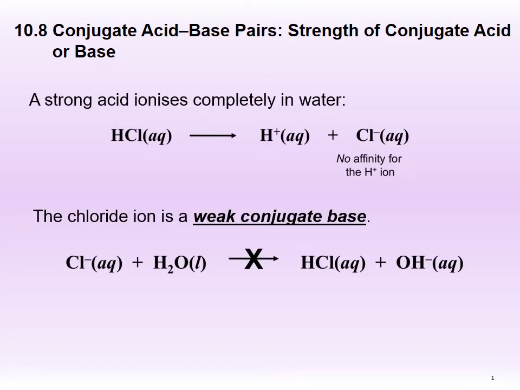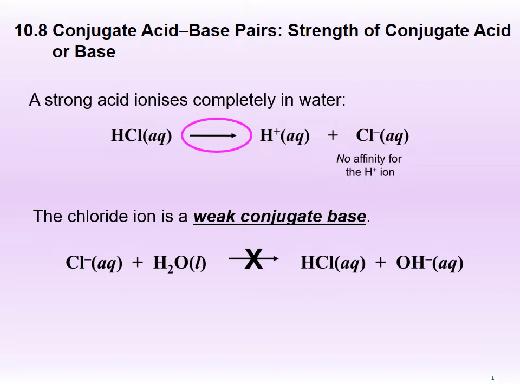Let us now consider the strength of a conjugate base. A strong acid ionizes completely in water. An example is the ionization of HCl in water to give hydrogen ion and chloride ion. Notice that a single arrow is used to denote the irreversible reaction, that is, a reaction that goes to completion. Alternatively, we can think of this as being a reversible reaction whose equilibrium position lies to the far right.